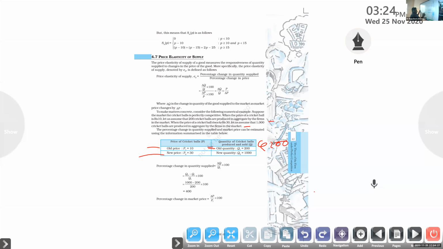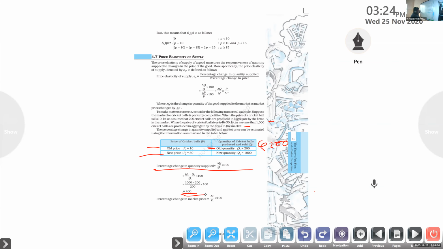So we want to find out the percentage. First of all, the percentage change in the quantity supplied is equal to delta Q divided by Q at the first price, that is Q2 minus Q1 by Q1. What is that? 1,000 minus 200 divided by 200 into 100. So the answer is 400.